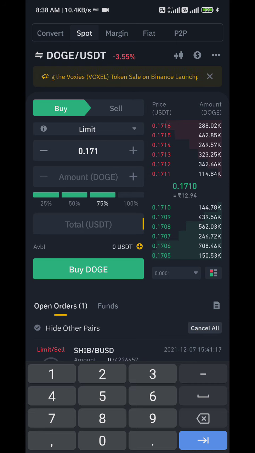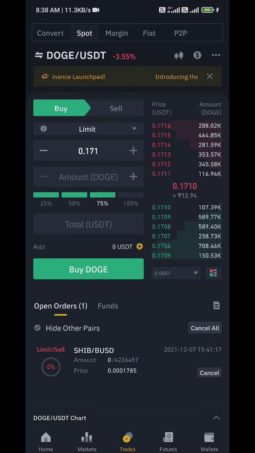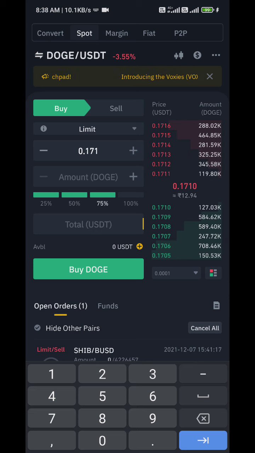The available balance is shown here. You need to enter 5 USDT. So buy.